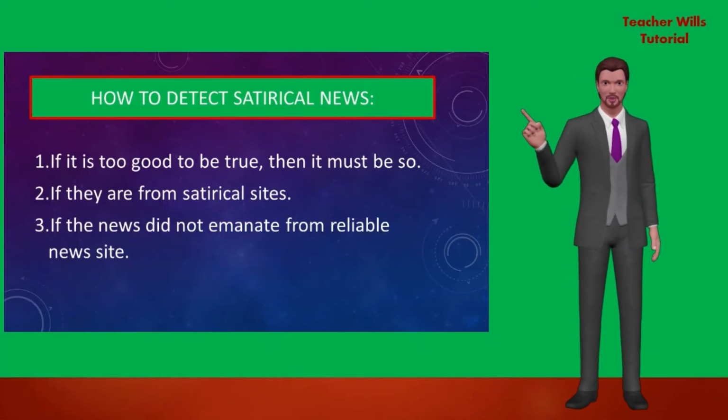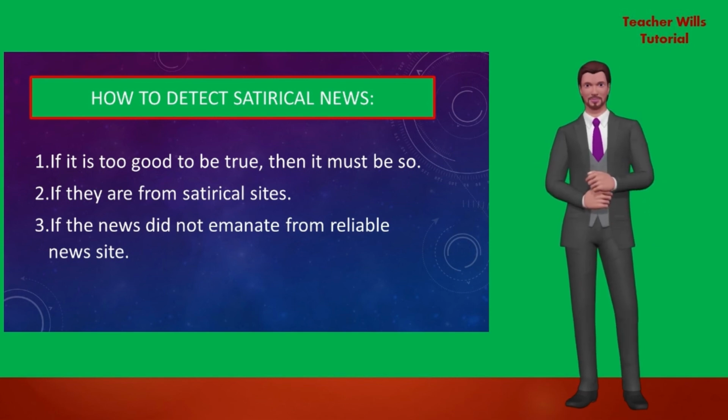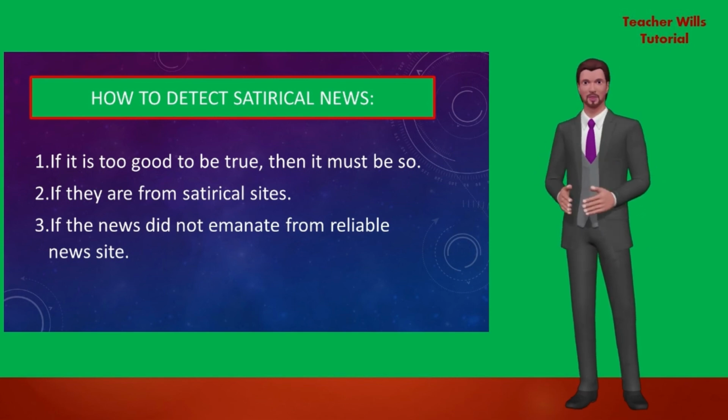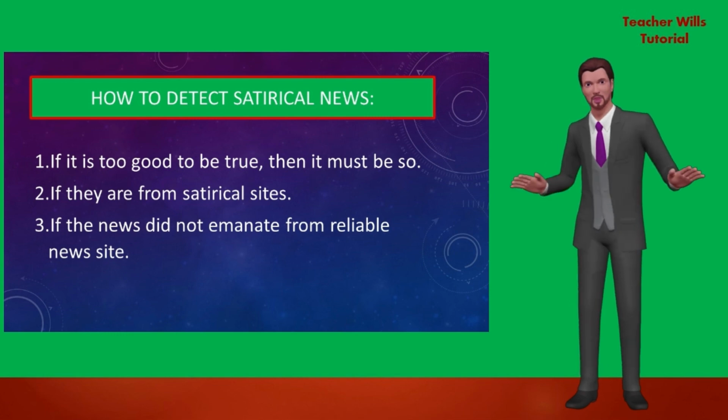How to detect satirical news. The following are guidelines on how to detect satirical news. 1. If it is too good to be true, then it must be so. 2. If they are from satirical sites. 3. If the news did not emanate from a reliable news site.